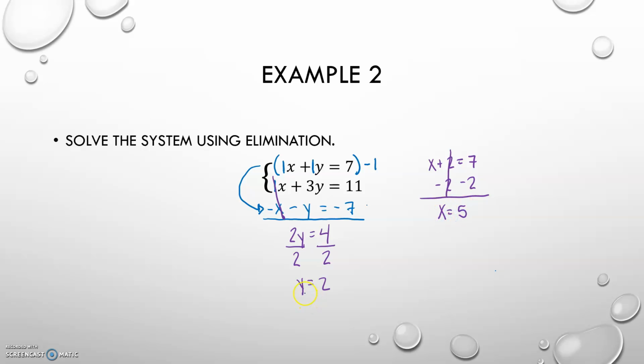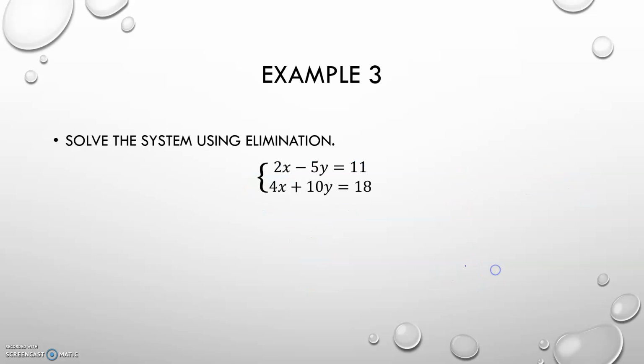And then again, if I want to check that, I could plug 2 into the other equation as well. I would get x plus 3 times 2, which gives me 6, equals 11. I just plugged the 2 in right here. And so then I'd subtract 6 from both sides, and I would get x equals 5. So since I got the same answer, I know that I did something right.